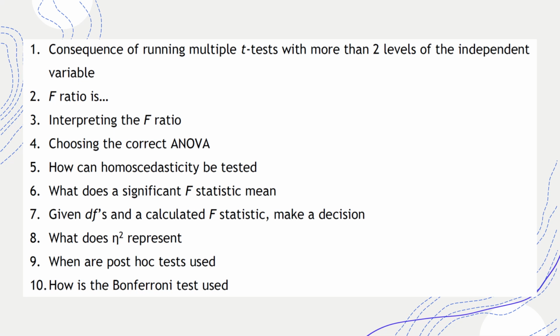Number 3, interpreting the F ratio. This is one of those questions that's got 2 blanks in it. And it describes the between groups variance being, say, larger relative to the within groups variance. What does that tell you about the distance between the sample means? And what does it tell you about the likelihood of rejecting the null?